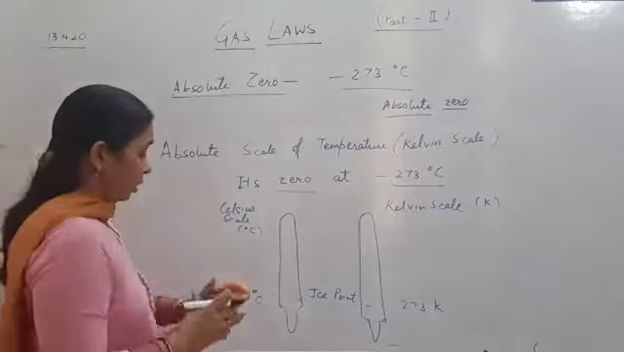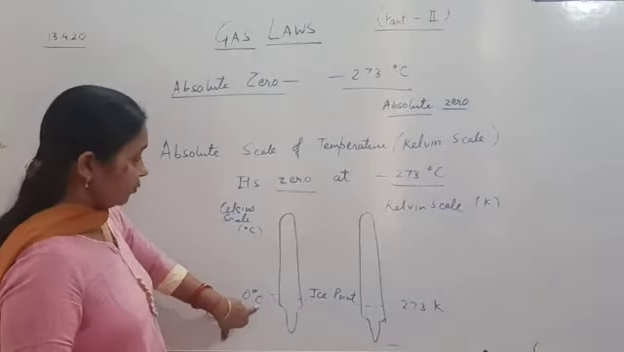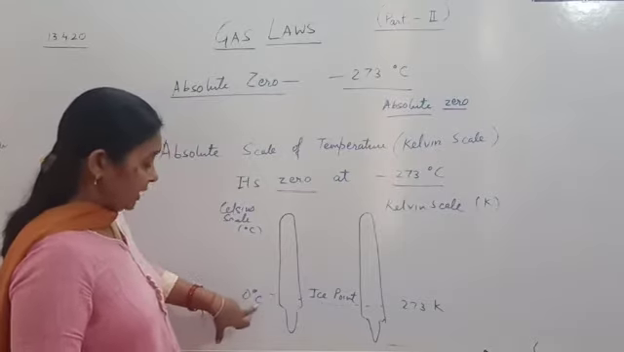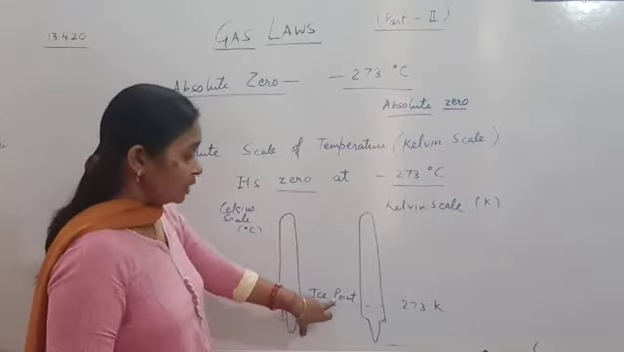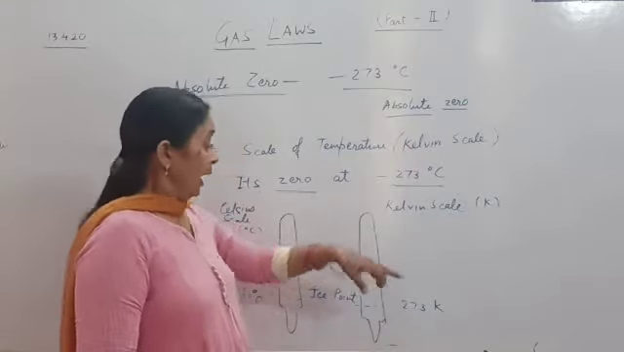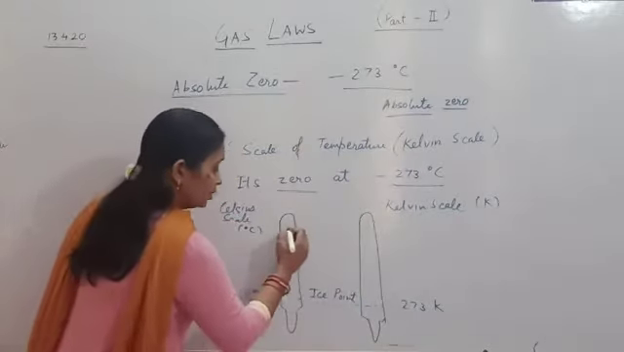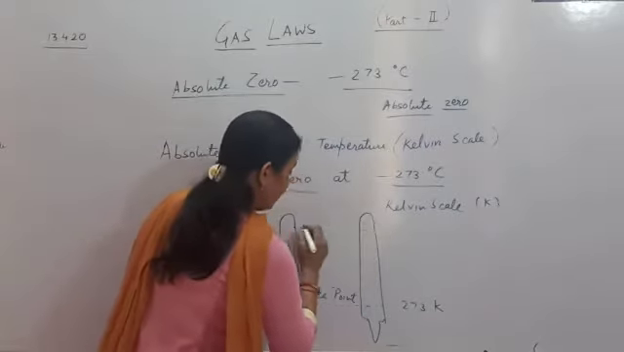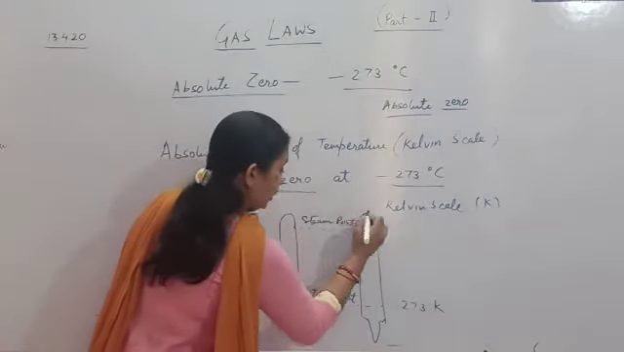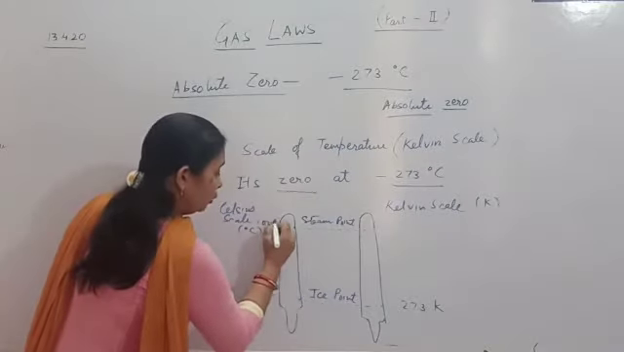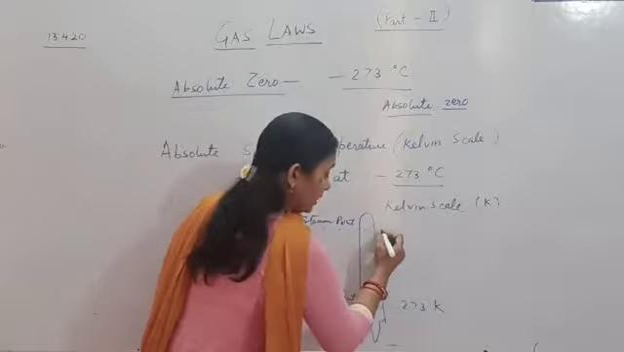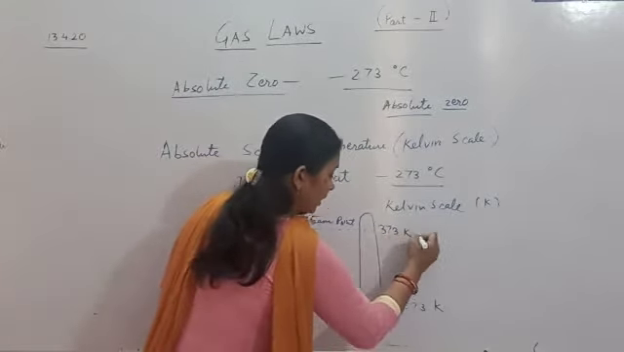Now, the 0 degree centigrade of the Celsius scale, the lowest point, which is called the ice point, on the Kelvin scale will be equal to 273 Kelvin. The uppermost point, which is known as the steam point, that you very well know is 100 degrees centigrade on the Celsius scale, and on the Kelvin scale it will be equal to 373 Kelvin.